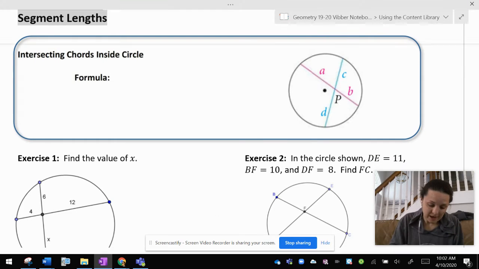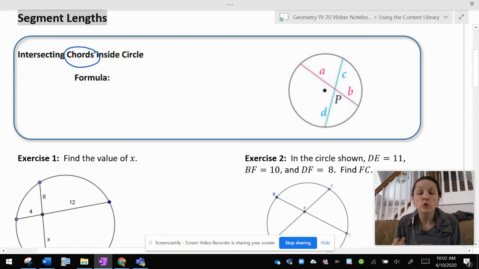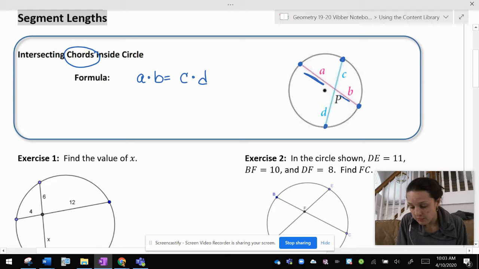So the first one says, if we have intersecting chords inside a circle, remember that a chord is something that touches both sides of the circle. So if I have this chord right here, intersecting this chord right here on my screen, they're red and blue. If you want to know how long each of those pieces are, the formula for this picture would be A times B equals C times D. The product of the two segment lengths is equal. A times B equals C times D.